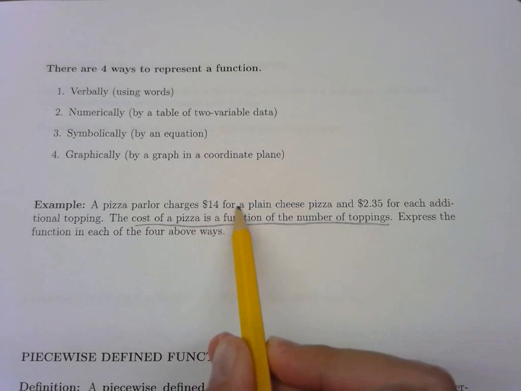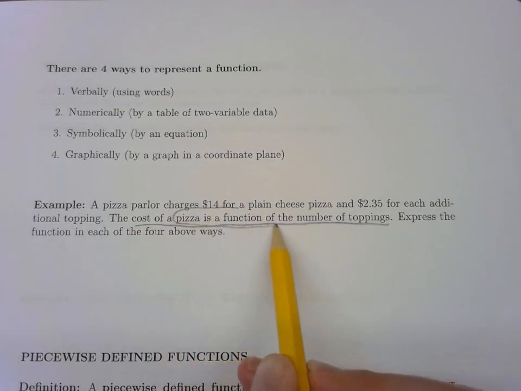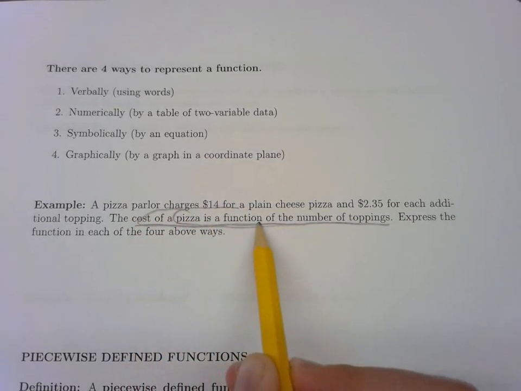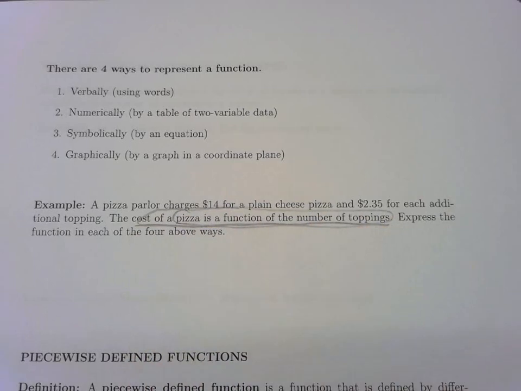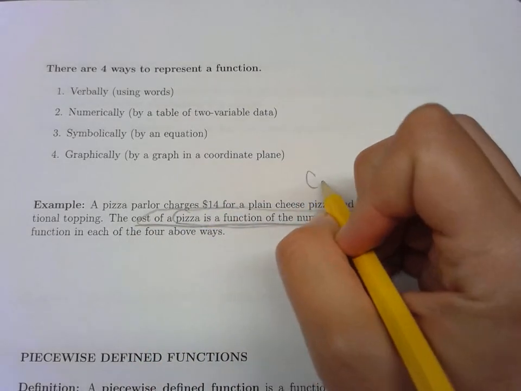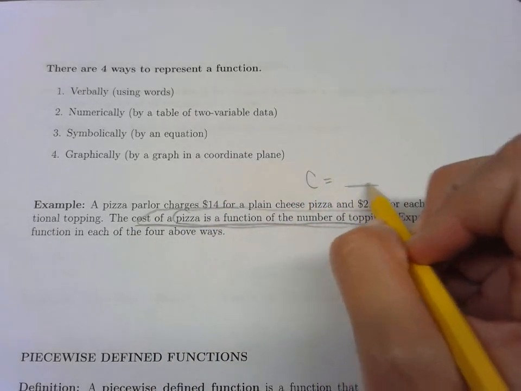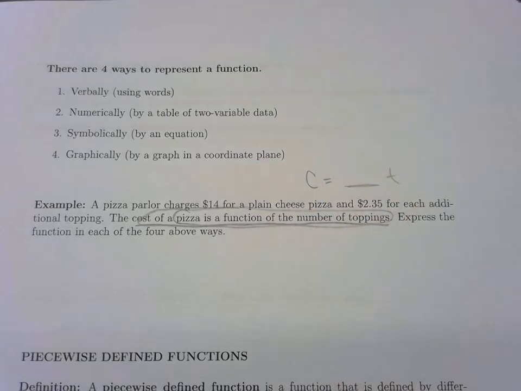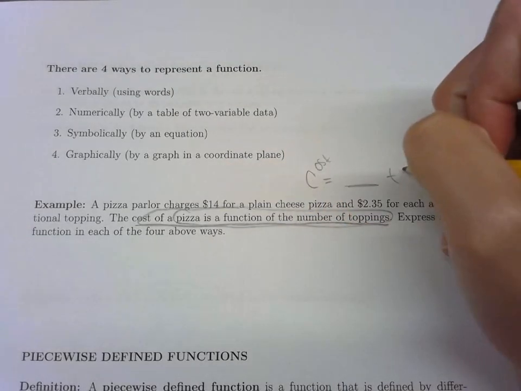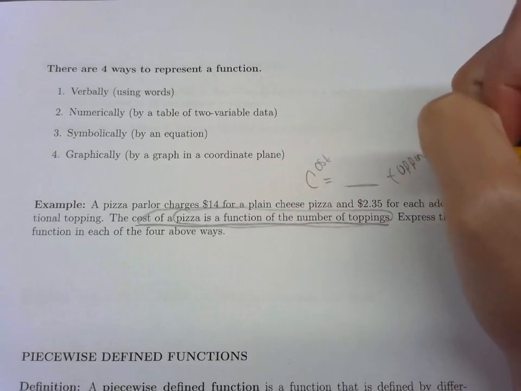Okay, so we had a definition. Cost of pizza is a function of the toppings, or number of toppings. So we're going to have cost equals something in terms of t. Cost is a function of toppings, so C for cost, which I should have said earlier, and T for toppings.